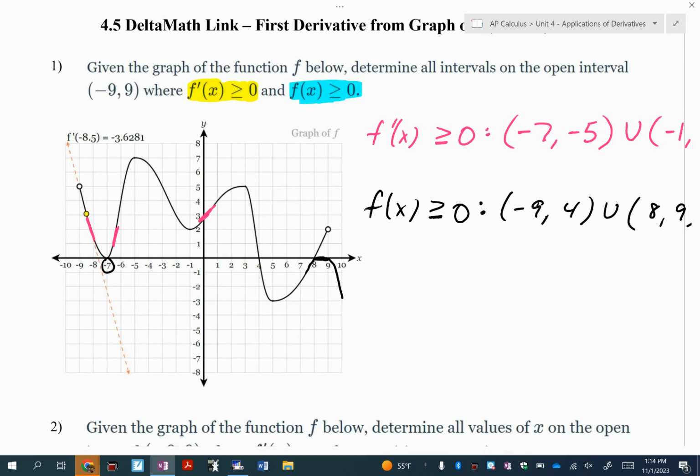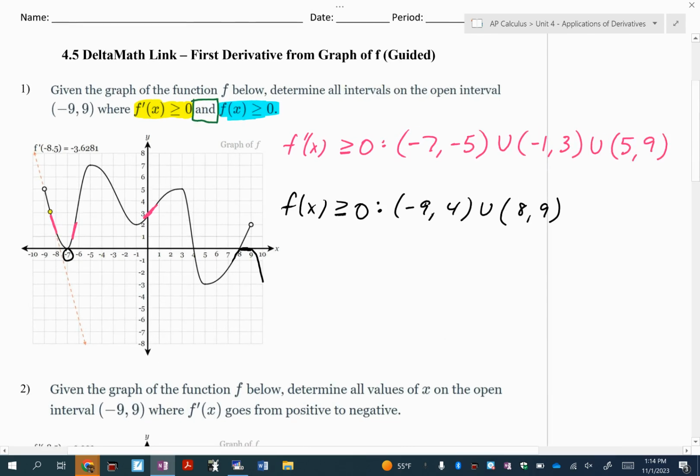Here's, I think, the hardest part. What word is in between them? And. So you can't just list them all and say, I'm done. You have to think about which of these intervals or pieces of the intervals are going to work for both, which is the most challenging part, at least for me, I think.